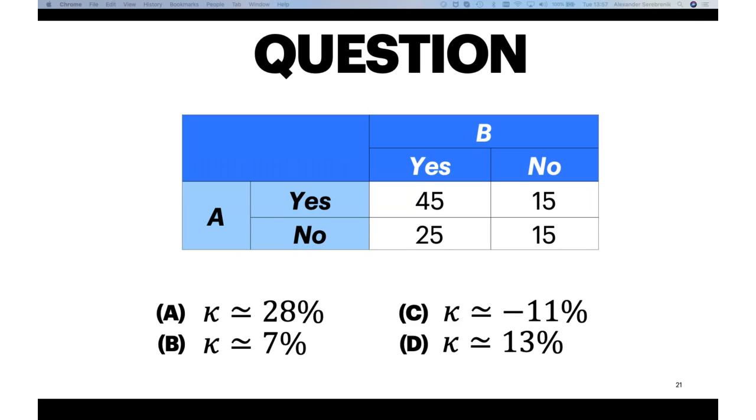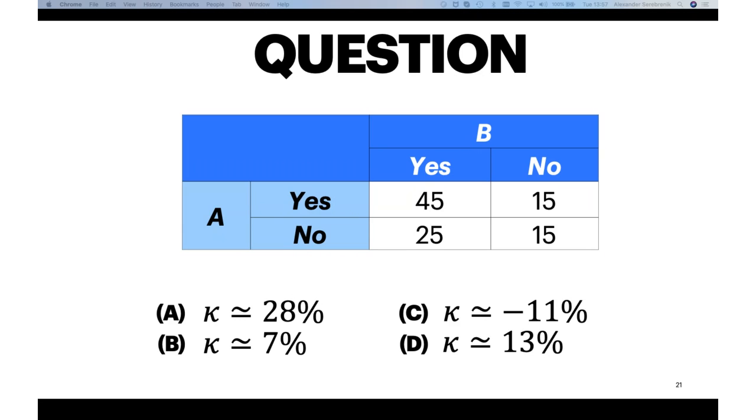When it comes to the expected agreement, we need to compute expected agreement for both classes and take a sum. So for class A, we need to take the first row, 15 divided by the total, it's 0.6, and multiplied by the sum of the first column divided by the total. So it's 0.7. So 0.6 times 0.7 is 0.42.